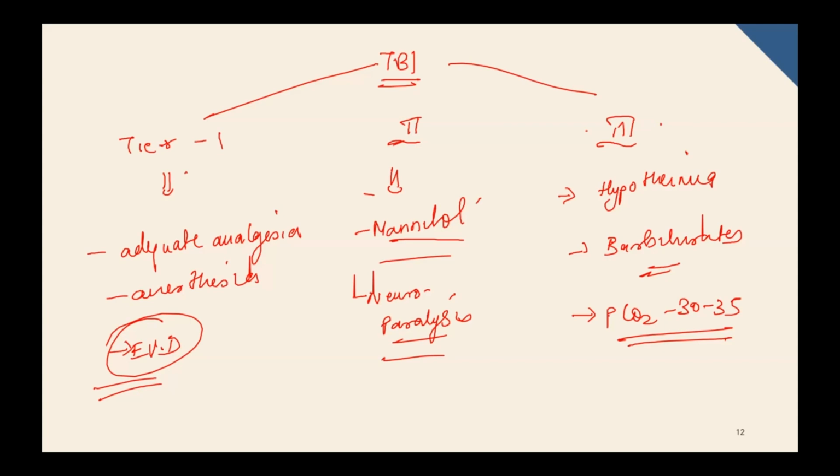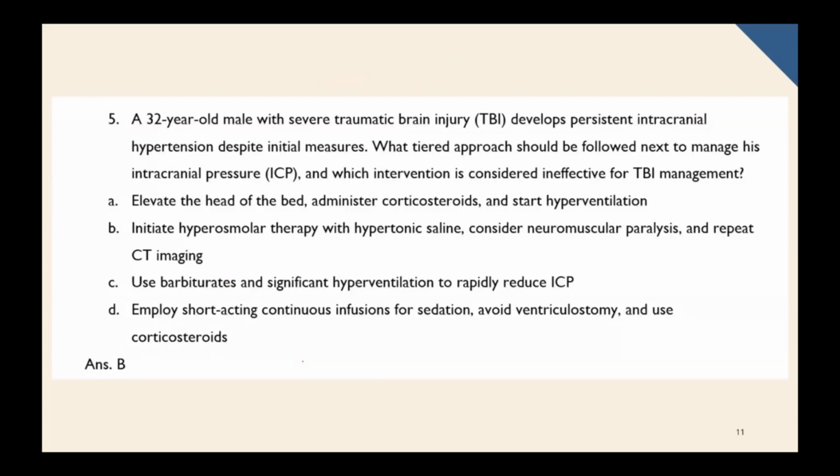In traumatic brain injury, like in spine, there is no role of corticosteroid management. So do not get confused anywhere such question is asked regarding corticosteroid. Okay. So, which is considered ineffective. So, if you go according to the tiered approach, you first consider neuromuscular paralysis, then hyperosmolar therapy. So, B is incorrect or ineffective. Barbiturates can be given, sedation can be given. But here you cannot use corticosteroid. So D is ruled out.